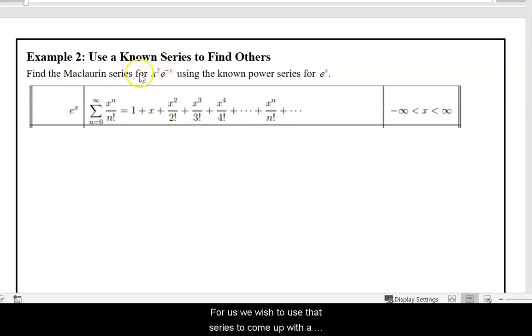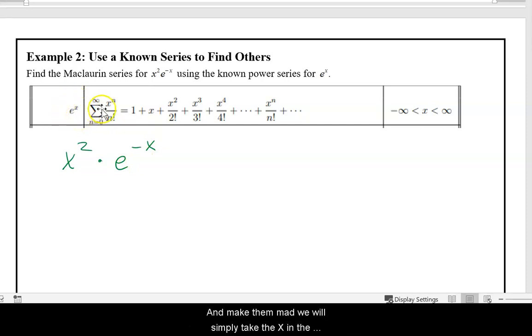For us, we wish to use that series to come up with a power series for an unknown series, x squared e to the negative x. In order to represent x squared e to the negative x, we need to think about what parts are similar to the known series and what are different. In this case, we have e to a power, but the power no longer matches the known series, which has a power of positive x.